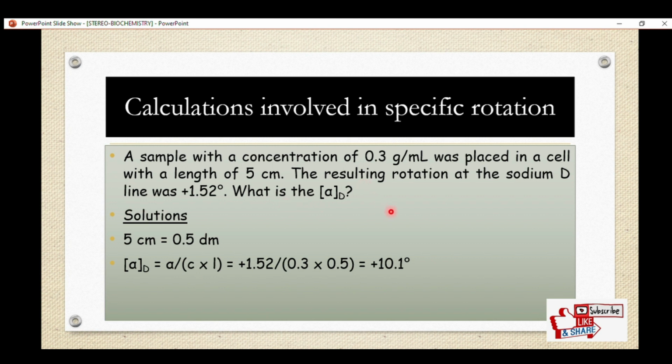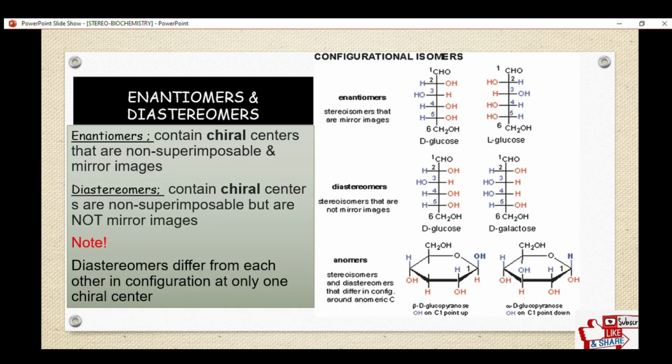You can try more examples on it, and it will really help. Our next topic is enantiomers and diastereomers. We are going to talk in detail about what enantiomers are and what diastereomers are. So let's start with enantiomers.